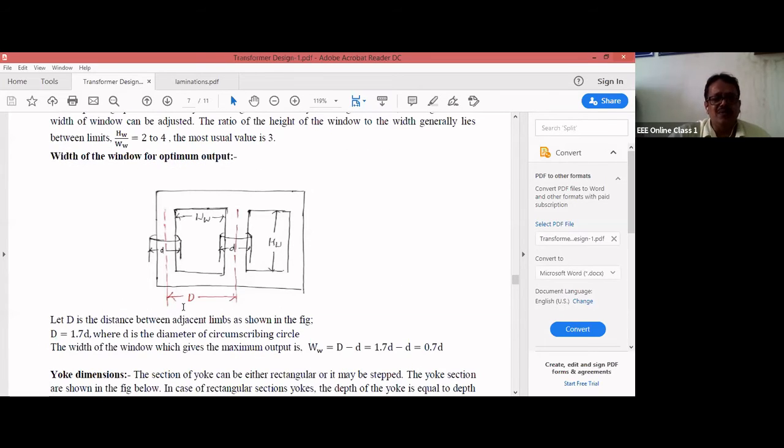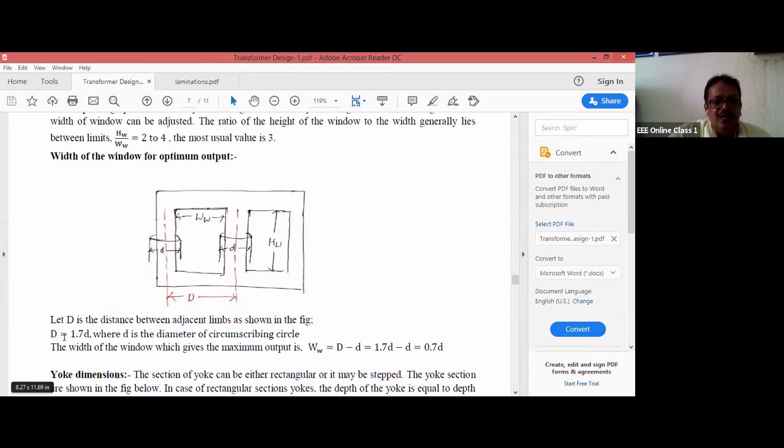The width of the window for optimum output is given with the formula D is equal to 1.70 d. Here D is the distance between adjacent limbs as shown in the figure. In the Ashan book we have the derivation for this one. Since it is not asked, I have not done any derivation. Just remember this formula.